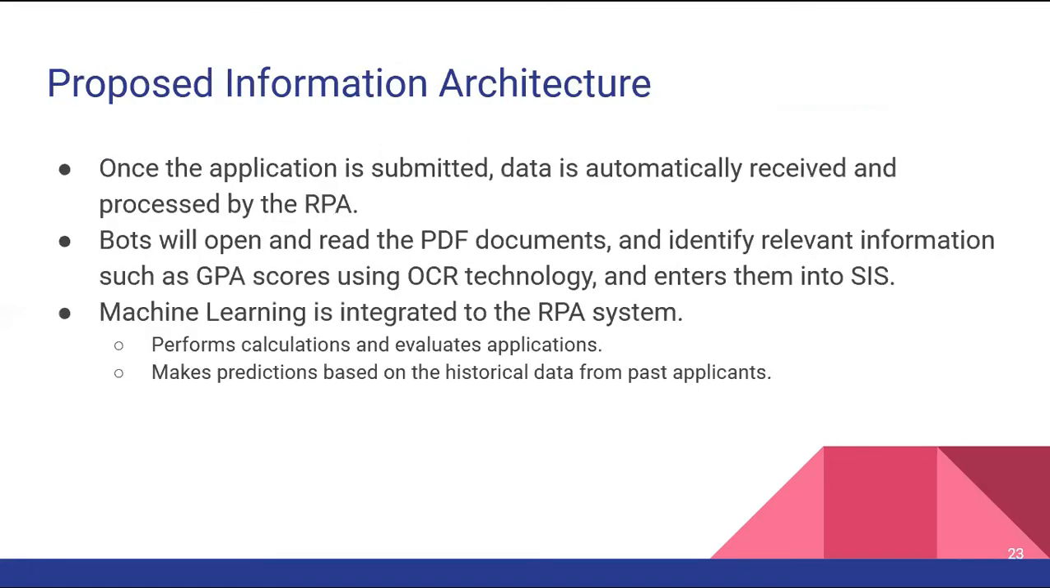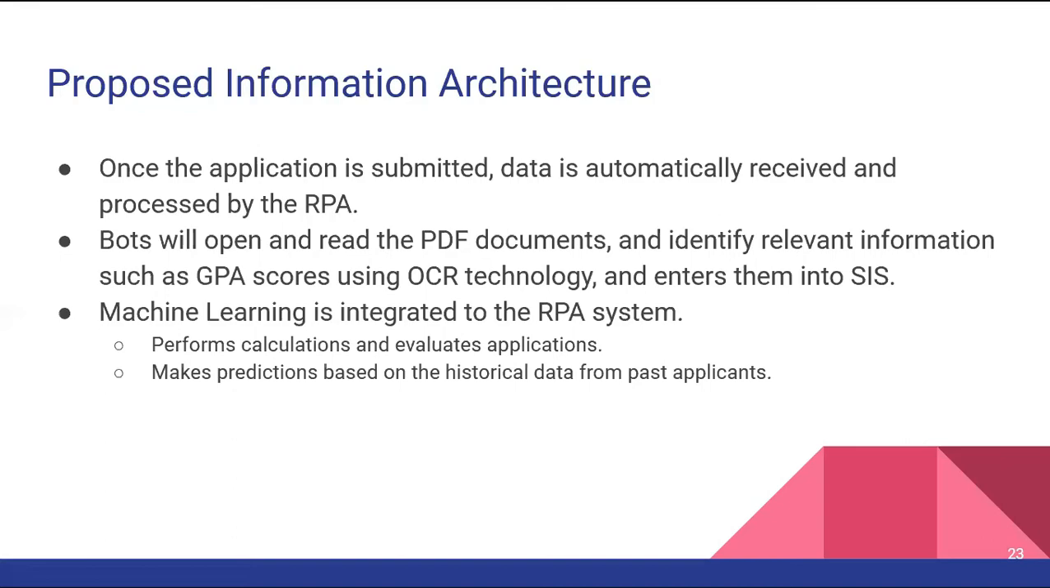Therefore, our team proposes to implement an RPA solution to address data organization and governance challenges. The RPA will automatically receive the applications and process them. The bot will open and read the PDF documents and automatically identify relevant information such as GPA scores. It will do this by using OCR. OCR is a technology incorporated in RPA tools, which is able to recognize printed text from a scanned document and convert it into data. The bot will then enter the data into the student information system.